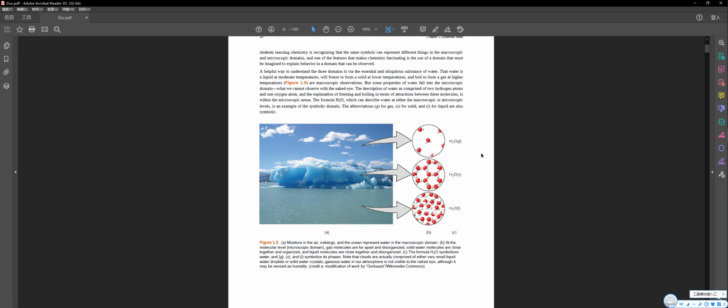Thick clouds are actually comprised of either very small liquid water droplets or solid water crystals. Gaseous water in our atmosphere is not visible to the naked eye, though it may be sensed as humidity.